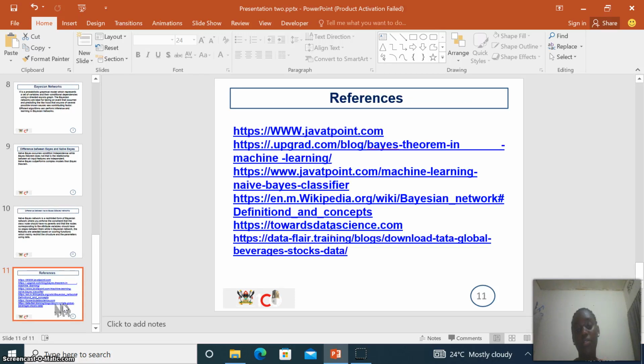And then these are the references. You can read more about Bayes theorem, Bayes network and naive Bayes. Basically this is what I used for my research. And I also have a link to the dataset. It is down here, the last one.